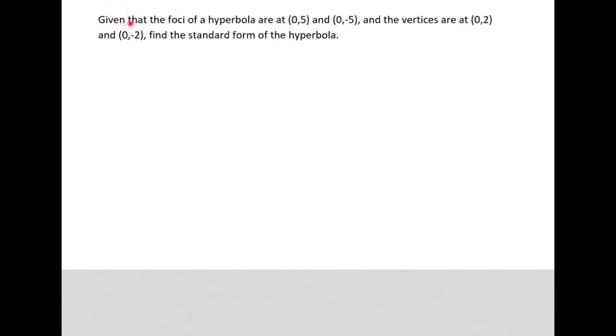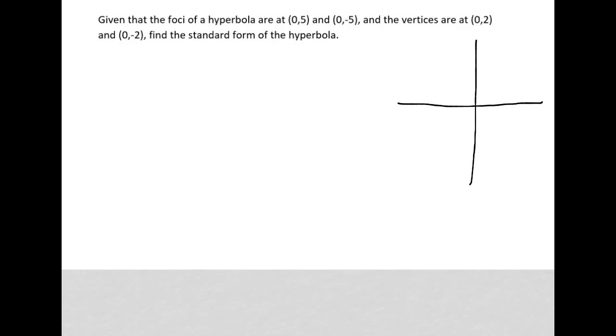Alright, so given that the foci of a hyperbola are at (0, 5) and (0, -5), and the vertices are at (0, 2) and (0, -2), we want to find the standard form of the hyperbola. Now, we don't necessarily need to sketch this out, but it may help. So let's just do a rough little sketch here.